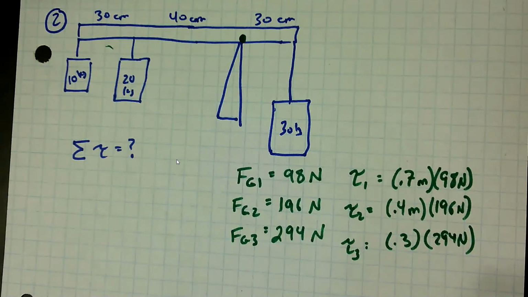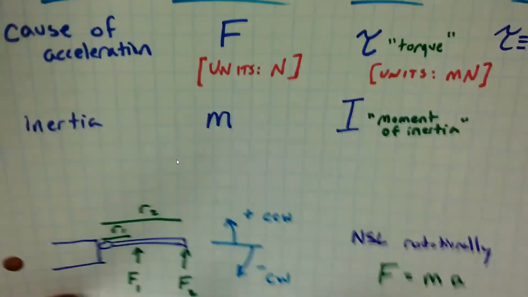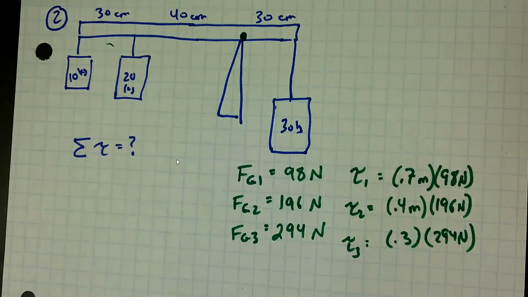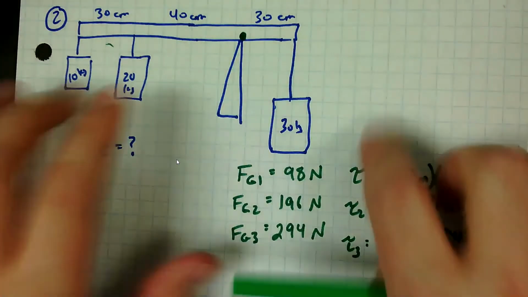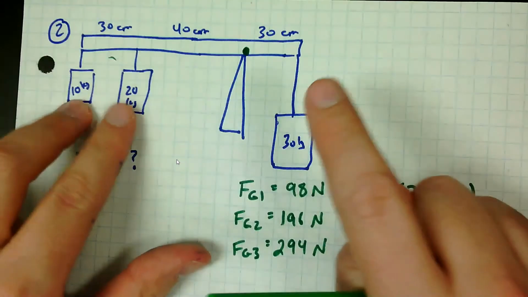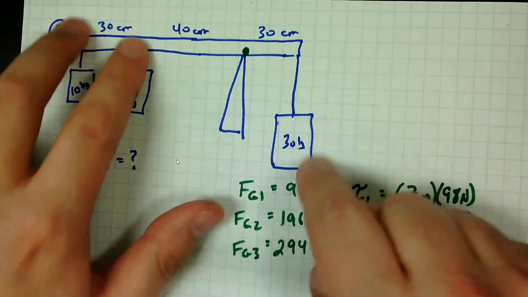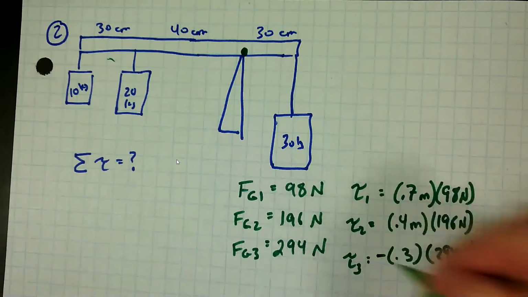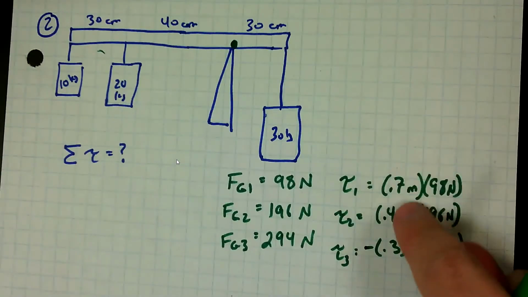Before we actually solve that, there's one error we've got to deal with. Malachi, what is it? Yes. Remember, anything that makes this go counterclockwise is positive. Anything that makes it go clockwise is negative. Which ones are making it go counterclockwise? These two are going to make it go counterclockwise, so these two are positive. This one's making it try to go clockwise, so this one's going to be negative. Again, what I'm doing here is just R times F.